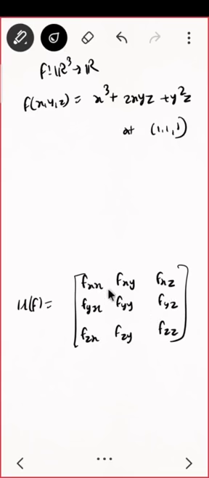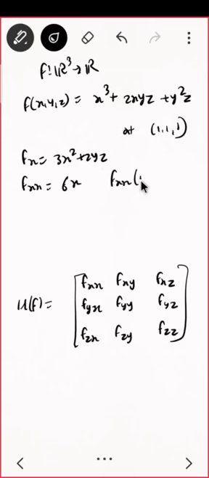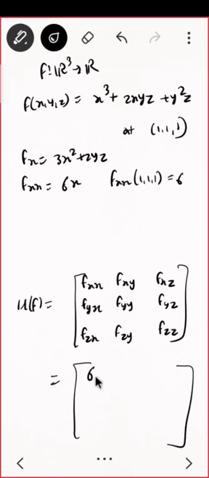So I need to calculate these. First let us see fx. fx will be 3x square plus 2yz. Correct. What is fxx? That will be 6x. Correct. But at which point do we need it? At 1 1 1. So fxx at 1 1 1 will be 6. Similarly, you have to find all of them and fill the values here. You'll get the matrix. So if somebody asks what is Hessian, then Hessian will be just the determinant of this.